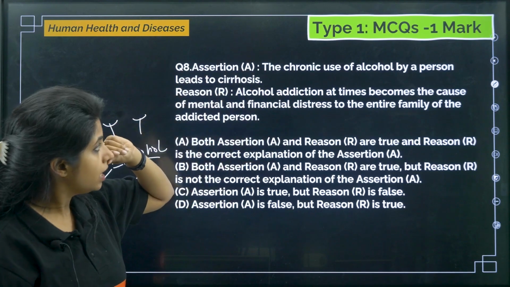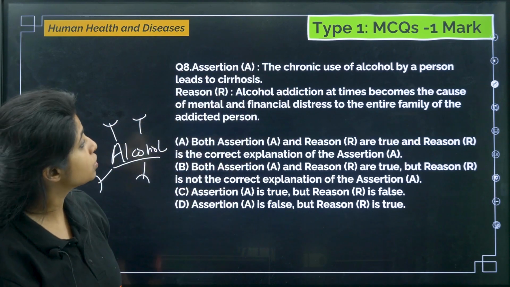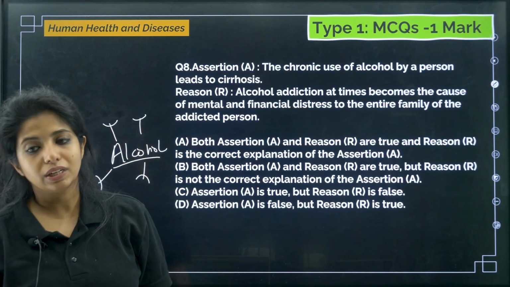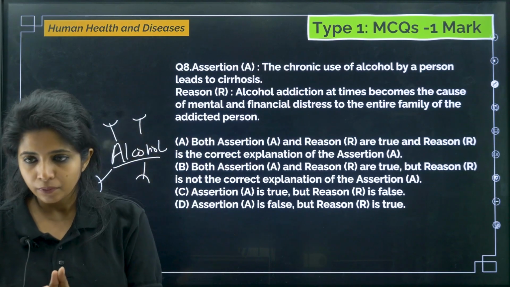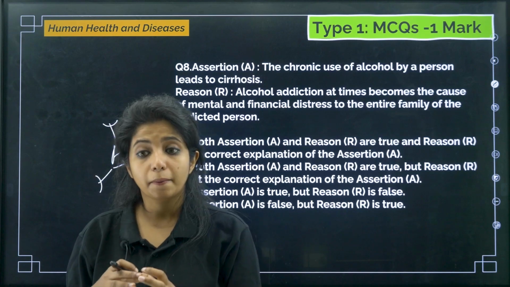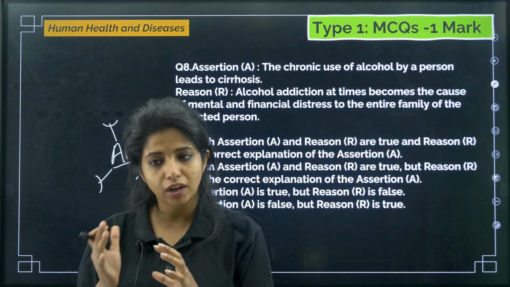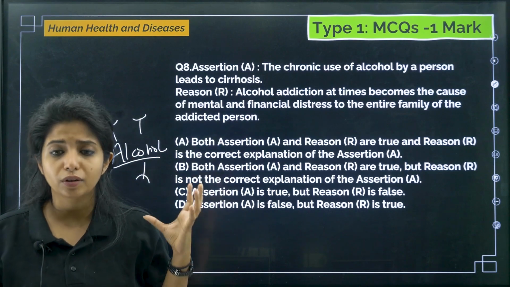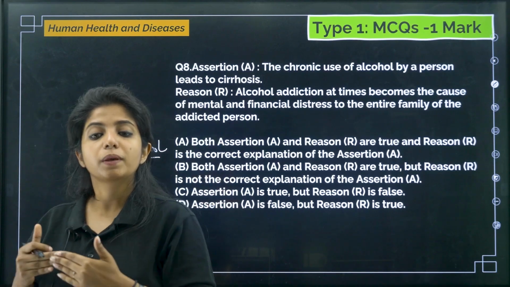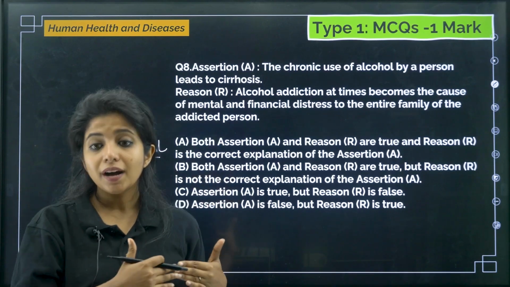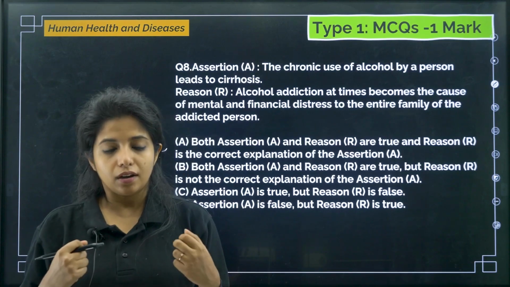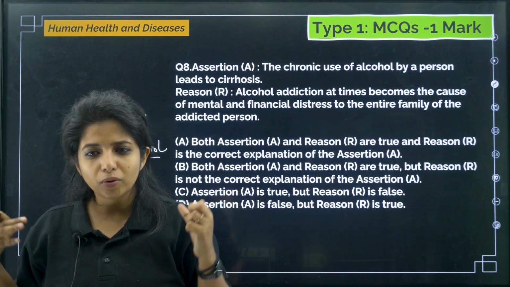Going ahead with the reason: alcohol addiction at times becomes the cause of mental and financial distress to the entire family of the addicted person. So alcohol addiction, do you think it can lead to mental and financial distress to the entire family? Yes. People who drink are not aware of the ruckus that they're creating. Obviously, the people who are associated with them are getting affected in the whole process. They're using money, they are creating a lot of problems in the family.